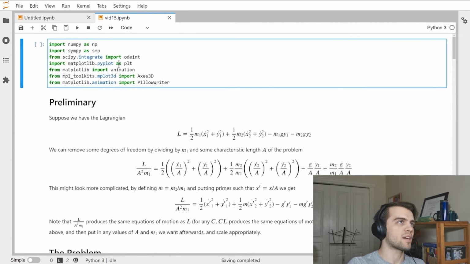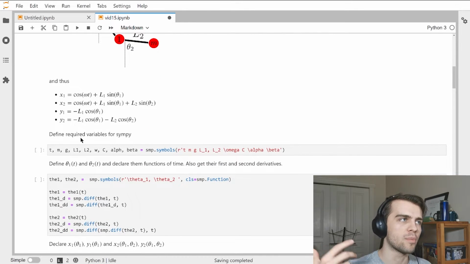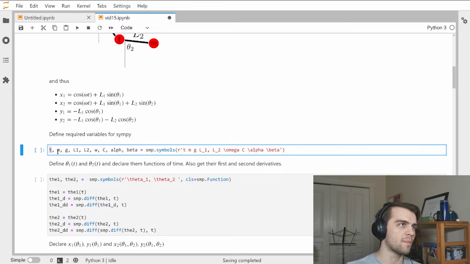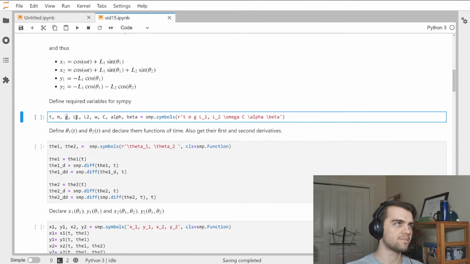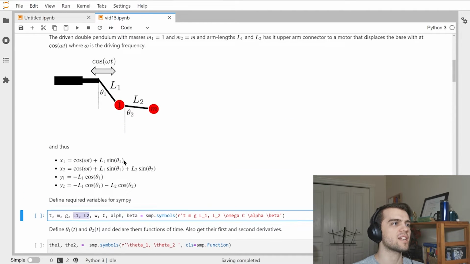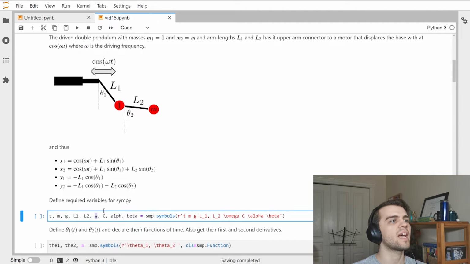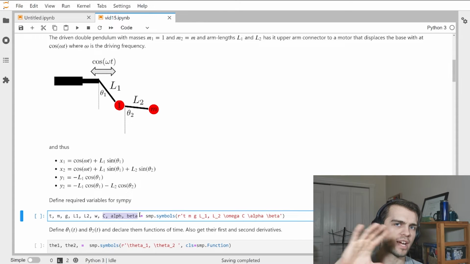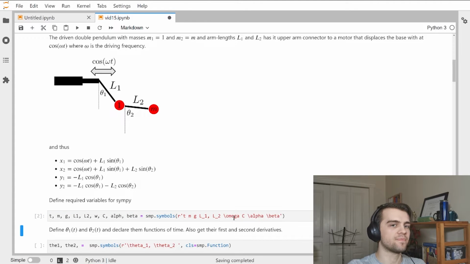So let's import the packages for today. And now we define all the required variables for Sympy. So we have t for time, m for this mass here. We have g for gravity. L1 and L2 for the two lengths here. Omega for the frequency of the motor. And we have c, alpha, and beta that I'm reserving for later. So don't worry about this yet. But I just need those variables for some stuff later that we'll be doing. And I just define these as symbols as such.